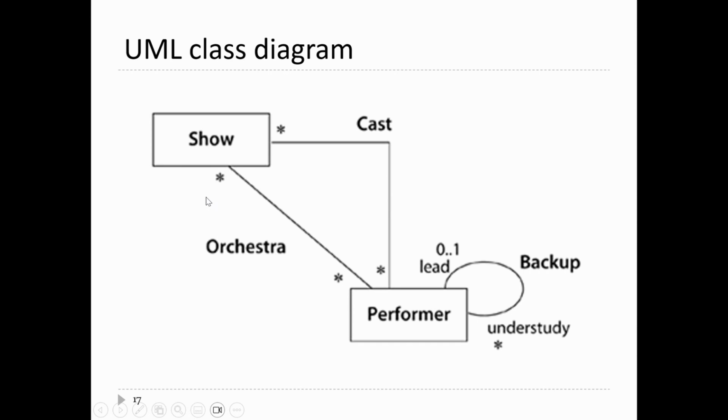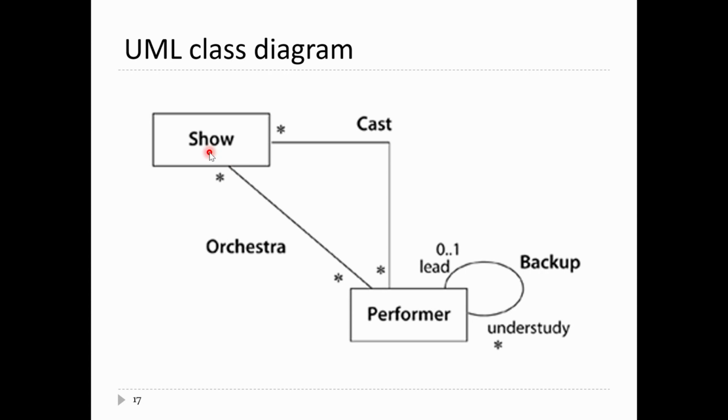This is a UML class diagram that illustrates the relationship between objects in, for example, a Broadway show or some kind of live performance. The show class represents the show. The performer class represents performers in the show. This line marked orchestra describes a role called orchestra between a show and a performer. So a performer that's in the orchestra plays an instrument for a show.